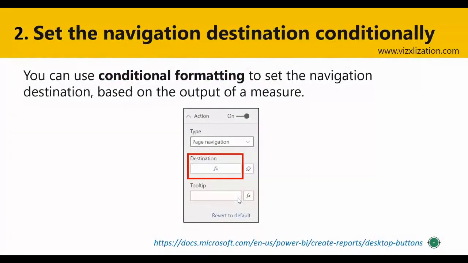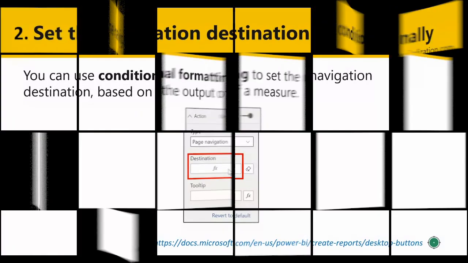Set the navigation destination conditionally. Powerful tool, my friends. You can use conditional formatting to set the navigation destination based on the output of a measure. You can see right here a screenshot as well. We have the action type, page navigation, and then right here for destination, you can see the conditional formatting option. That's what we need to use, and we will get there. Now let's go to the next slide.